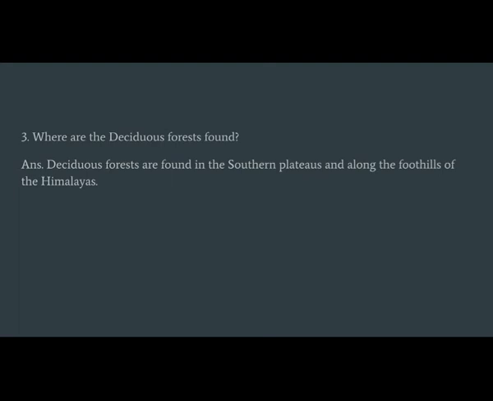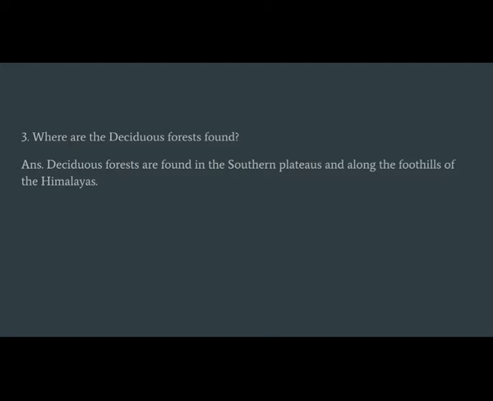Then question answers. First two question answers I already gave to you in the previous class. And the next question we can write down. We read the questions along with me, and after that we can mark it in the textbook. Okay. Where are the deciduous forests found?